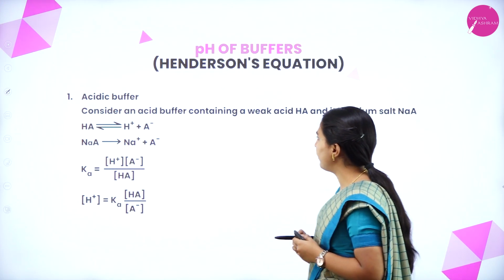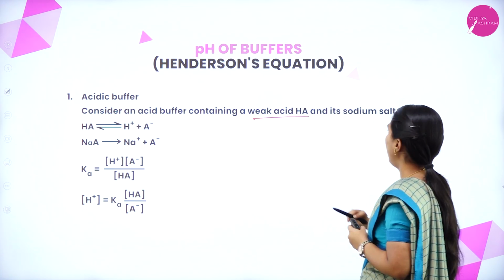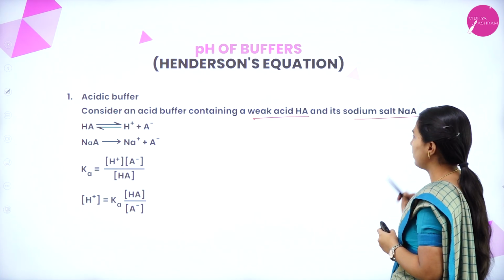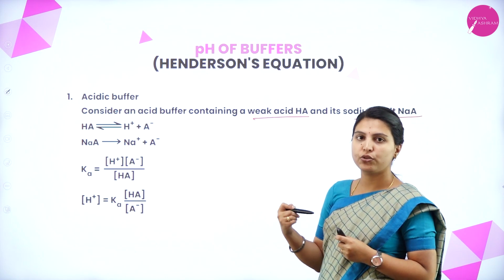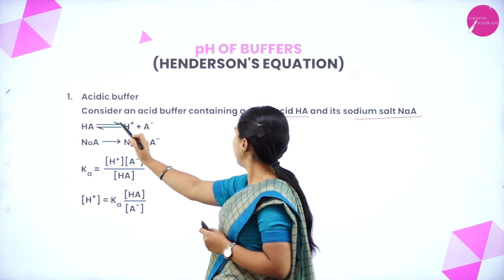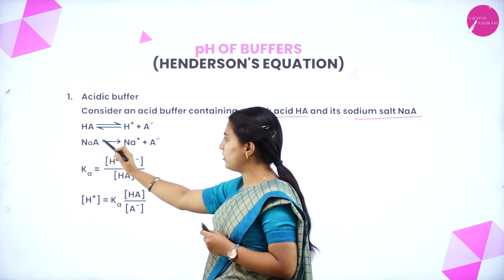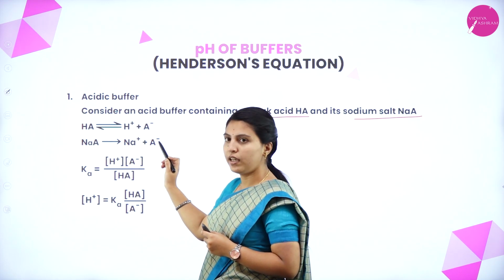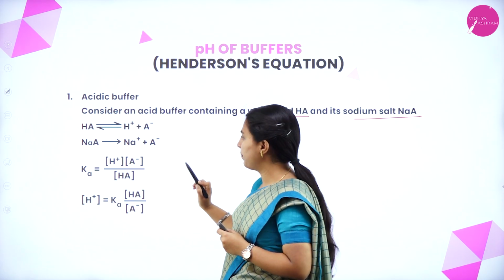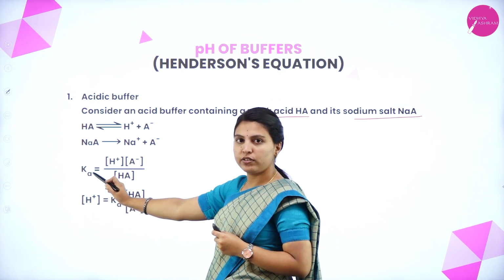Consider an acid buffer containing a weak acid and its sodium salt. Okay, weak acid with its sodium salt. This is weak acid HA, and it will liberate H plus and A minus. This is sodium salt, Na plus A minus. Okay. This is the dissociation constant.